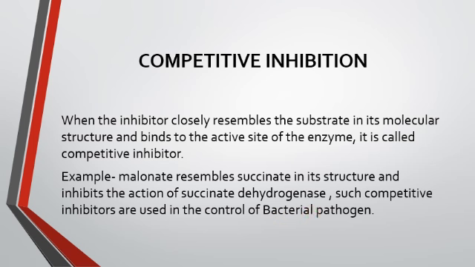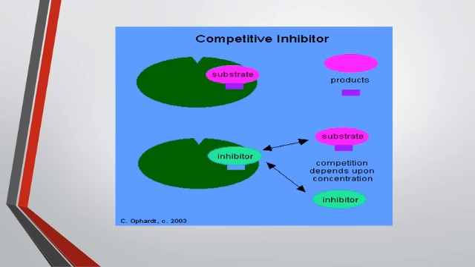Such competitive inhibitors are used in the control of bacterial pathogens. Whenever bacteria attack our body and cause some diseases, we give medicines in the form of competitive inhibitors. They are also known as sulfa drugs. Drugs means medicines, which are very important for curing various pathogens. In this image you can see the normal case, in which enzyme and substrate bind with each other and form the product. The inhibitor is molecularly similar to the substrate. Instead of the substrate, the inhibitor binds and the reaction is stopped.